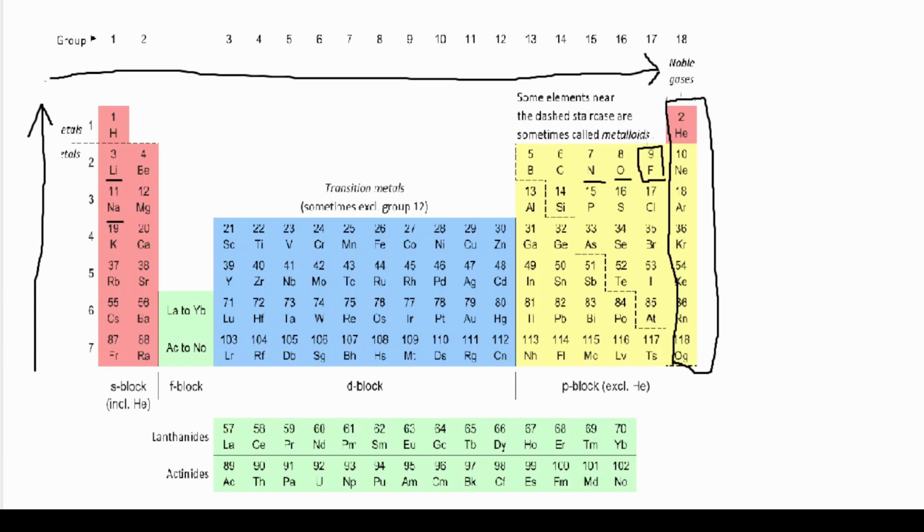But then the trend goes back to normal. So fluorine has more ionization energy than oxygen. But you'll see this little dip when you go from P3 to P4. So just keep that in mind because they do ask about that sometimes.